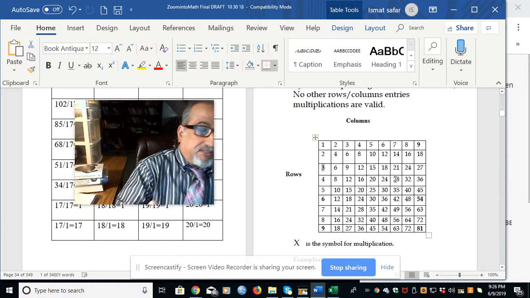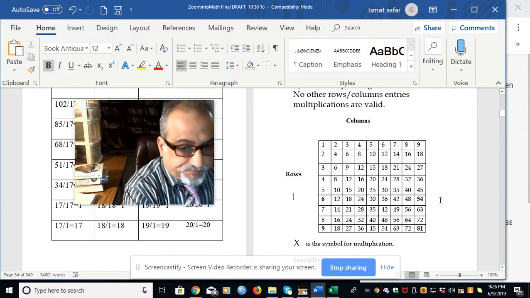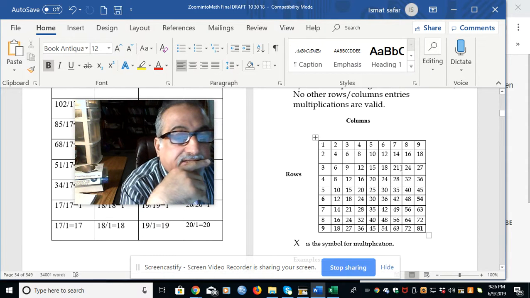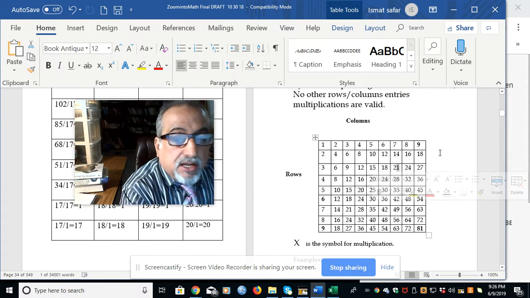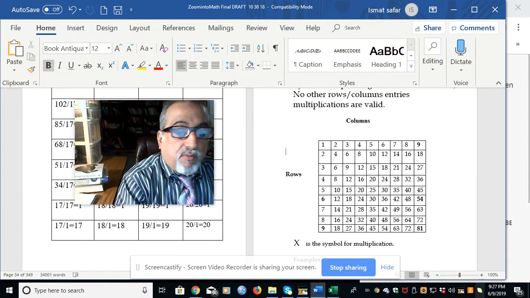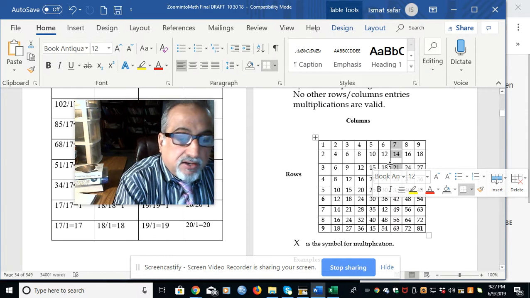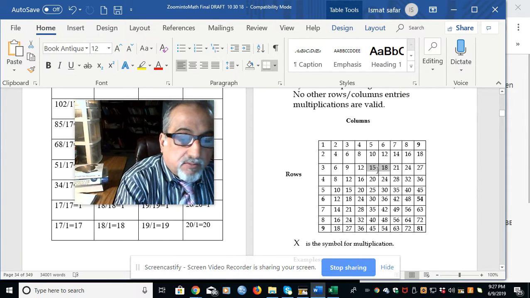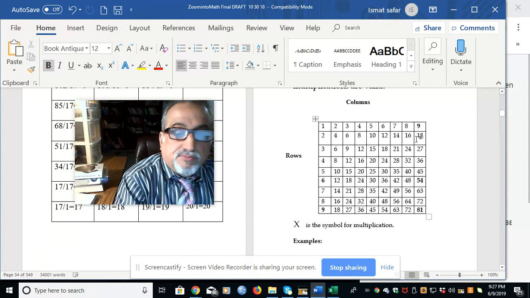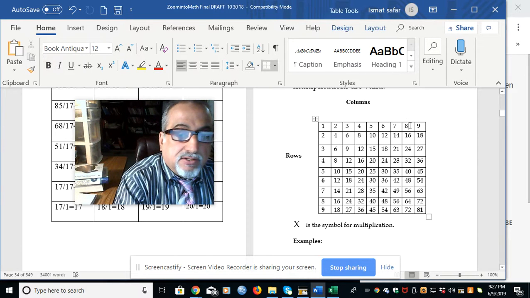So it's very important to select the number and go. The answer should be corresponding to the number in the column times the number in the row. So 7 times 3 is 21. You see it? So it goes like this, and then like this. Okay, understand? So 8 times 3 is what?